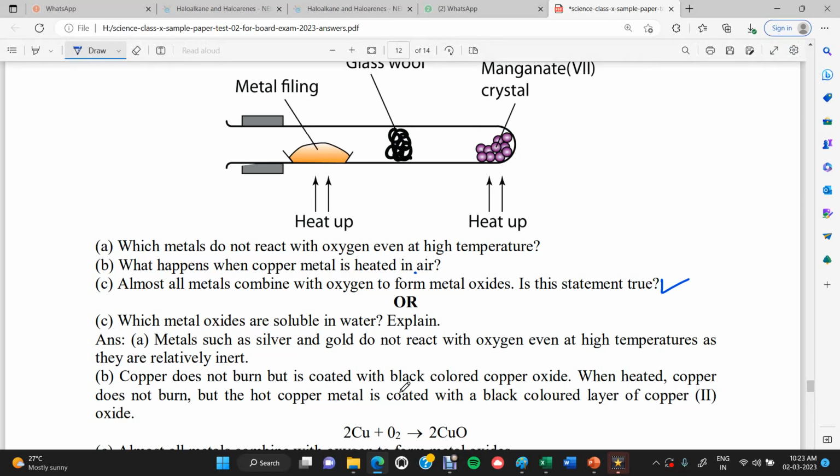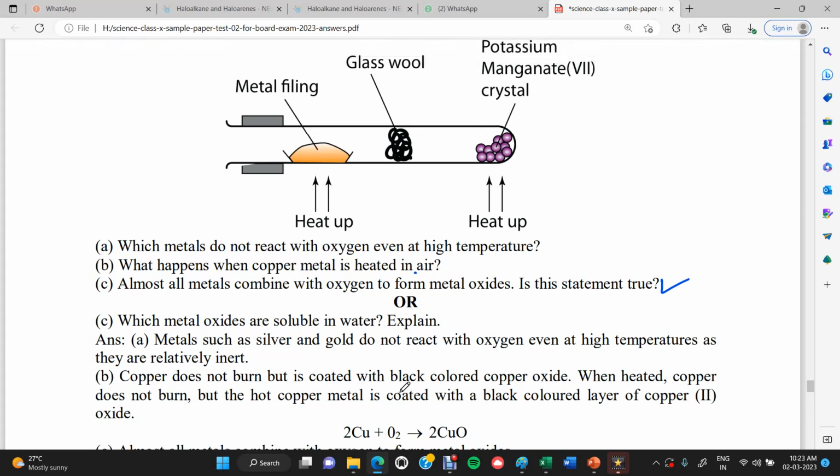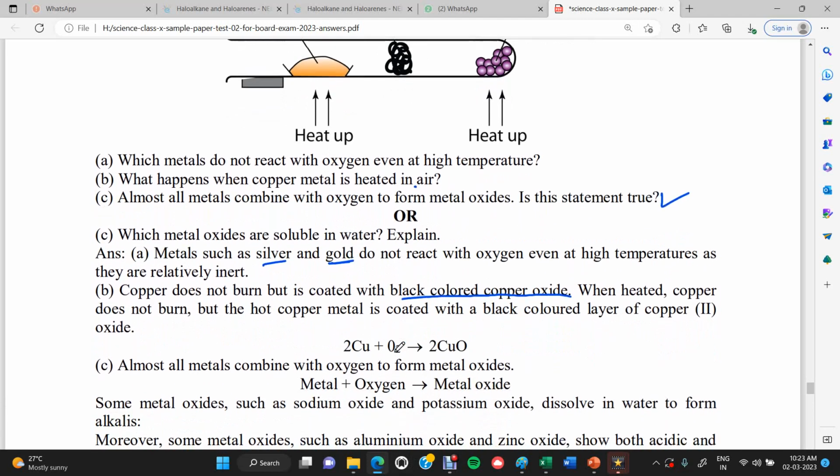Gold. Metals which are highly inert, like gold and silver, do not react even at higher temperatures. And what happens when copper metal is heated in air? Copper forms copper oxide. So black colored copper oxide will be formed as a coat, right? This is the equation for that: copper plus oxygen gives copper oxide. So this is what happens when copper is burnt. And almost all metals form metal oxides. This statement is true. It combines with oxygen to form metal oxides.